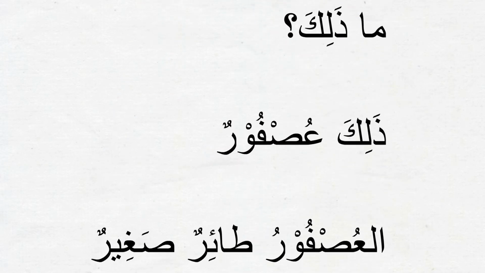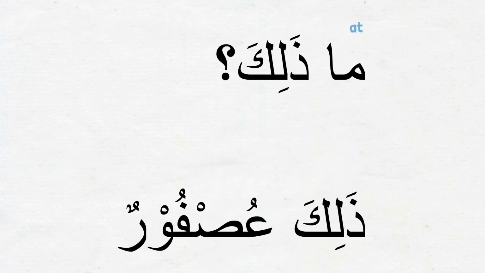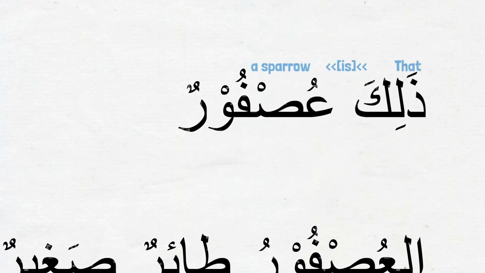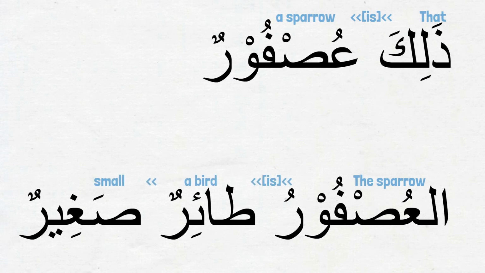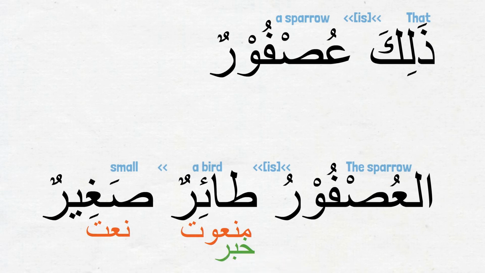Next we have ما ذلك. ذلك عصفور. العصفور طائر صغير. What is that? That is a sparrow. So عصفور means a sparrow and طائر means a bird. In the next sentence, العصفور طائر صغير. We are saying the sparrow is a small bird. Here, طائر صغير is a man'ut and na'at combination. طائر is also the khabar of the sentence, and al-usfuru is the mubtada. Moving on.